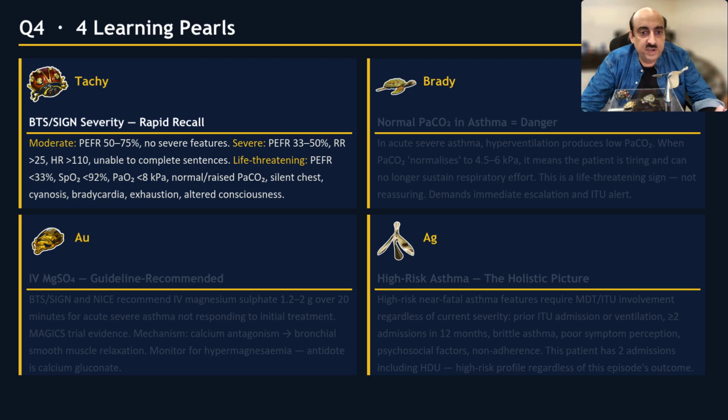And finally, the life-threatening asthma is when the peak flow is less than 33%, or oxygen saturations are less than 92%, the PO2 is less than 8, and normal or raised carbon dioxide, partial pressure of arterial carbon dioxide, as we discussed before, which is not a good sign, which means ventilation is being imminently affected. A silent chest, cyanosis, exhaustion, bradycardia, and altered consciousness. All of them are signs of life-threatening asthma. And please remember our mnemonic to remind you of the criteria.